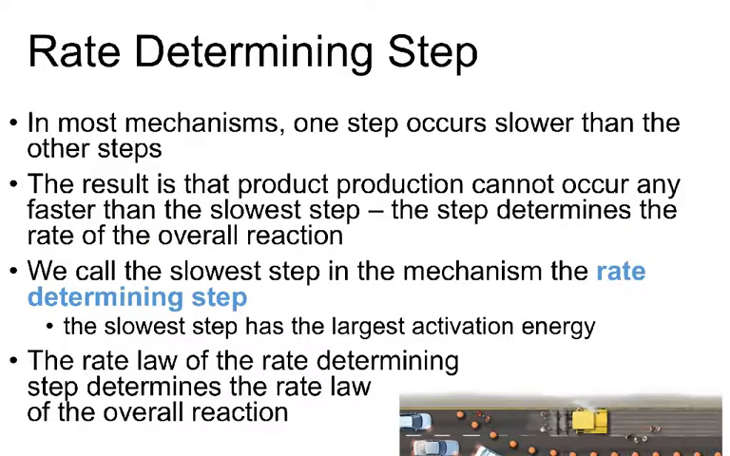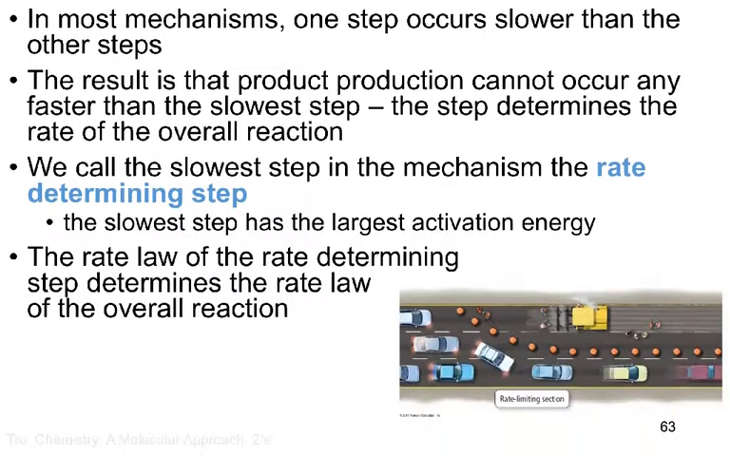Now, for most reactions, there's one step that is significantly slower than the rest. And product production can't occur any faster than that slowest step. You can think of it as when you're coming up to a construction zone, often the merging into one lane is the slow step there. It clogs up everything behind there, but once everybody's merged, traffic starts moving quite quickly. The slow step is this actual merging part.